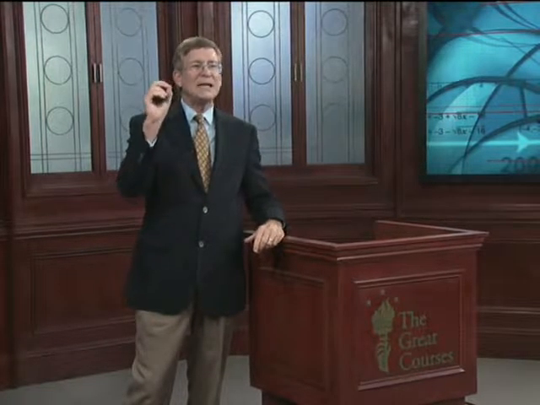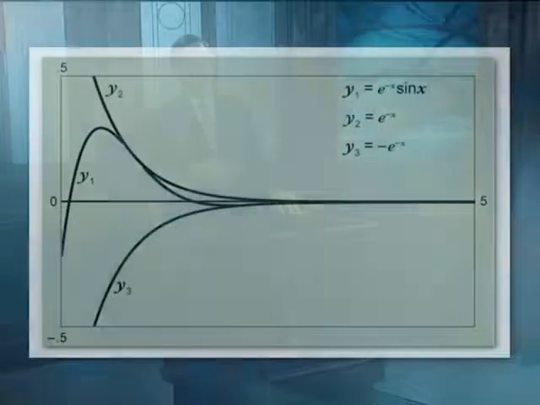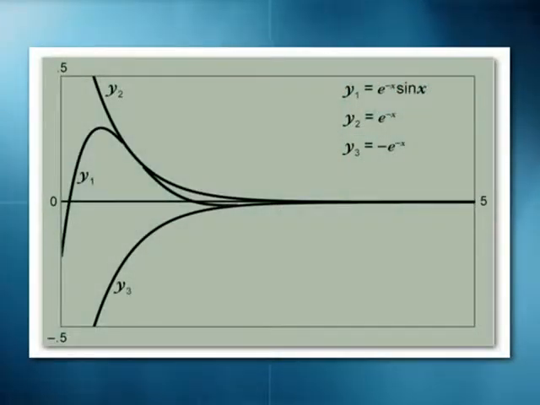You can illustrate this on your graphing utility. If you graph the following 3 functions, you'll see a pretty picture. Graph e to the minus x sine x together with 2 other functions, e to the minus x and minus e to the minus x. And you should get a picture somewhat like this one. You see here how e to the minus x sine x is inside a sandwich. The top piece of bread is e to the minus x, and the bottom piece of bread is minus e to the minus x, and the function is in between those two. Kind of neat, isn't it?